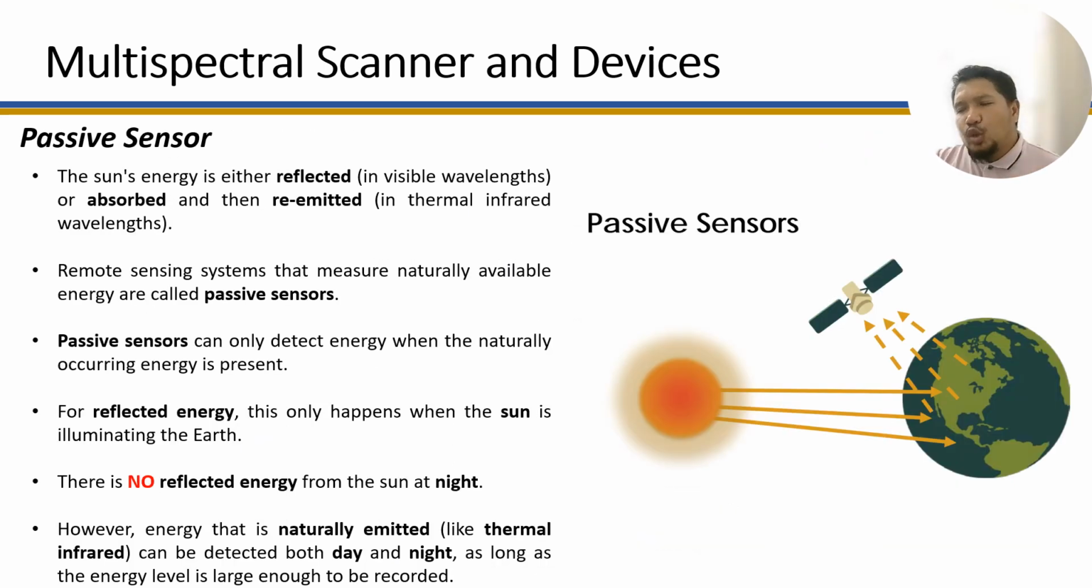Now we're going to look into the passive sensor first. A passive sensor in general detects natural available energy, either reflected by sunlight at visible wavelengths, or emitted energy, which is thermal infrared. So this sensor can only capture reflected energy where the sun is shining on the earth, meaning no reflected data can be collected at night. However, emitted energy such as thermal infrared can be detected both day and night, provided there is enough energy for the sensor to record.